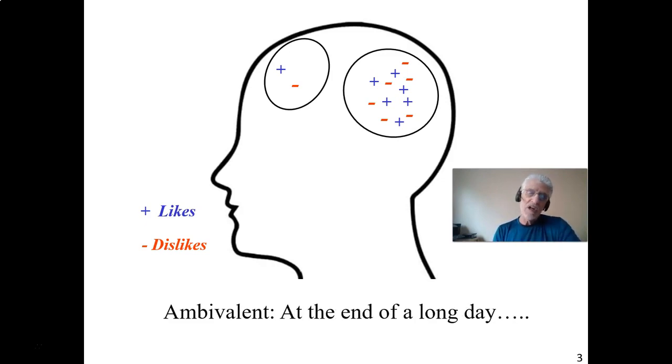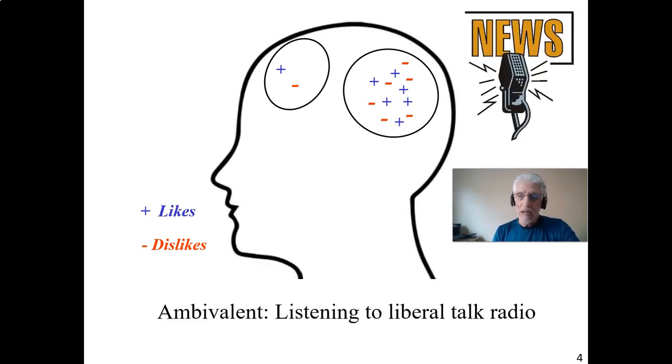Now it's the end of a long day, and they hop in their car to drive home, and the radio's on. It just turns out that the radio's on liberal talk radio. And so they decide to listen. When I say liberal talk radio, what I mean is that the person on the news is going to be saying things that are favorable about the Democratic president.